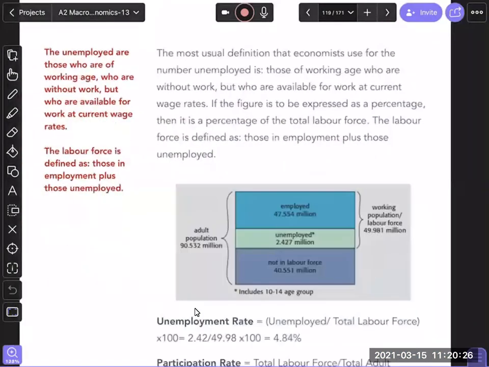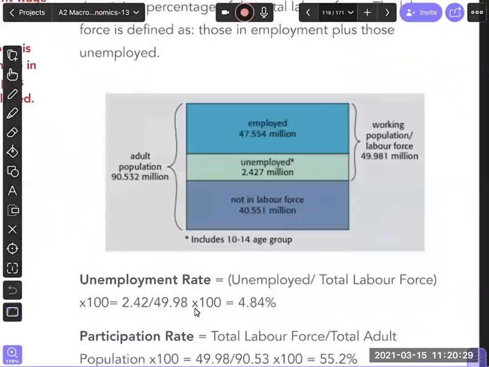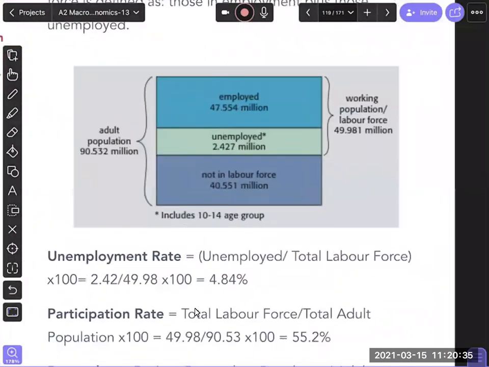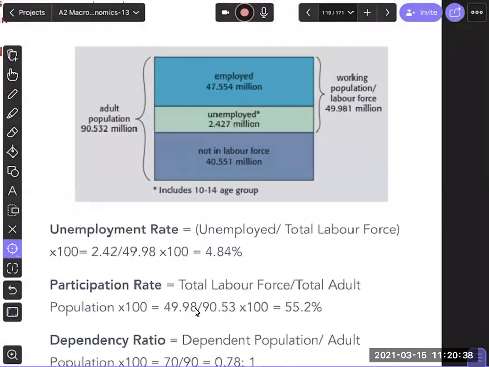So, guys, the definition of unemployed can also be explained through some data. I have data of Pakistan, which is dated, not that recent. In Pakistan, total adult population was 90.532, of which employed are 47.54. Basically, people who are willing to work and are actually working. Then you have unemployed who are willing to work and are unable to find work, and this includes the 10 to 14 age group as well. And not in labor force is 40.52.